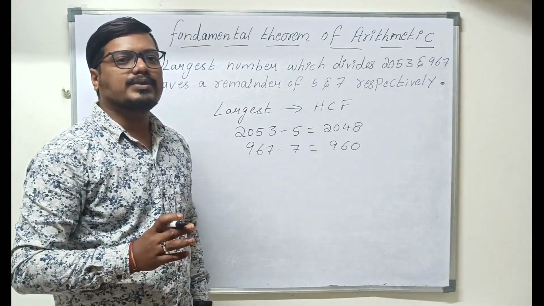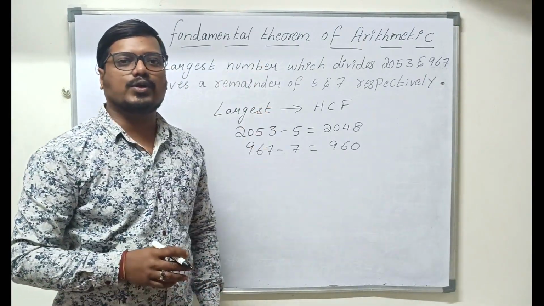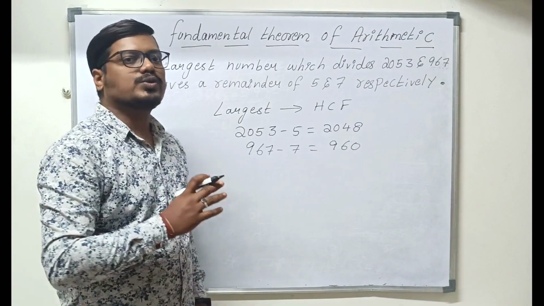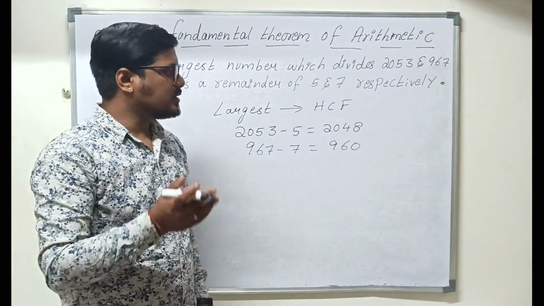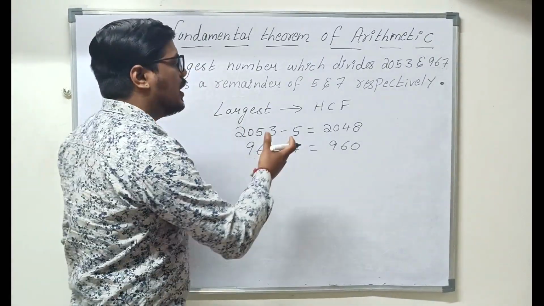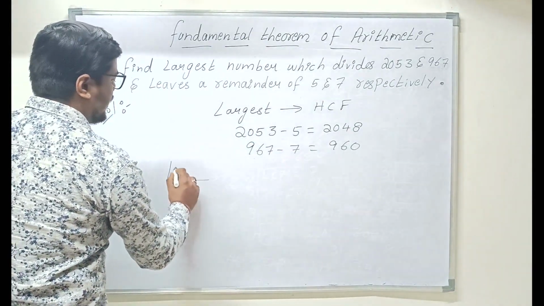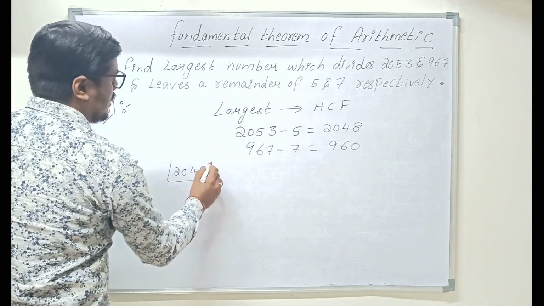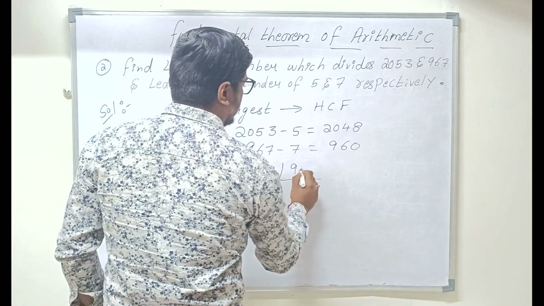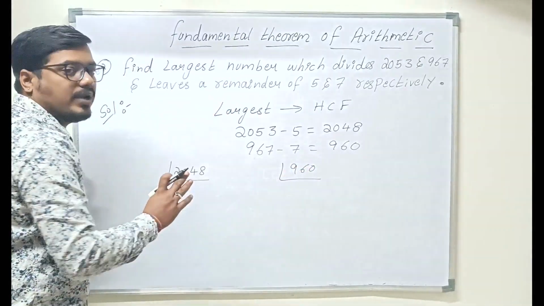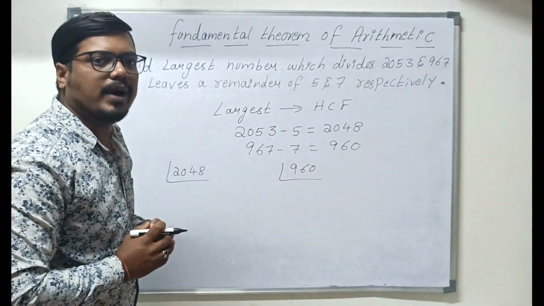Because most of them, I am seeing, they are finding it directly for the given numbers. No, then what is the use of giving 5 and 7 as remainders? Subtract it. Now let us see how to find the HCF for 2048 and for 960. So whenever an even number is given, you can directly divide by 2.